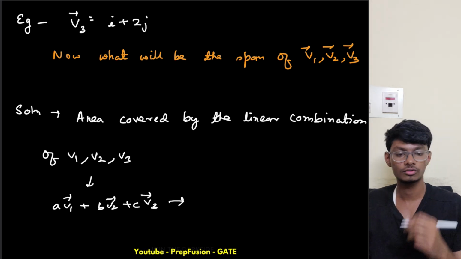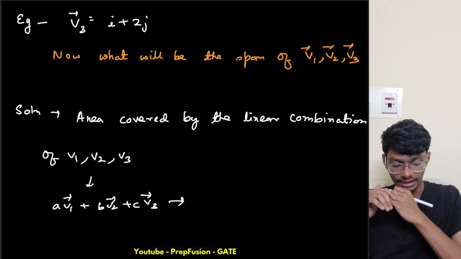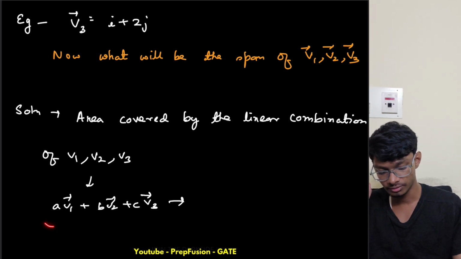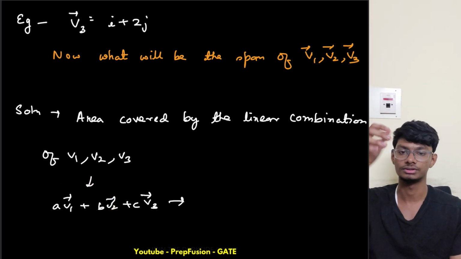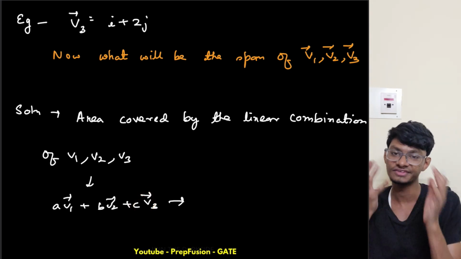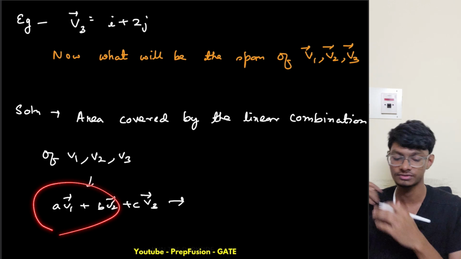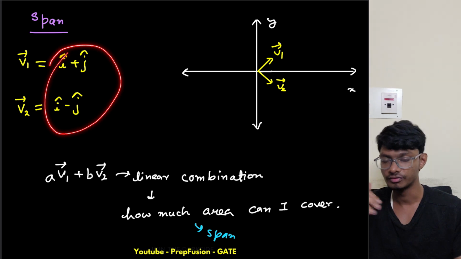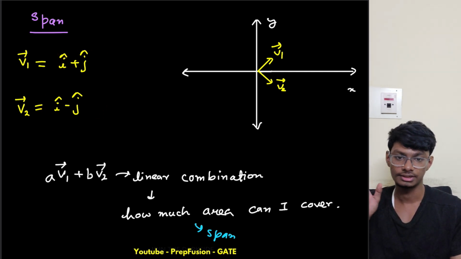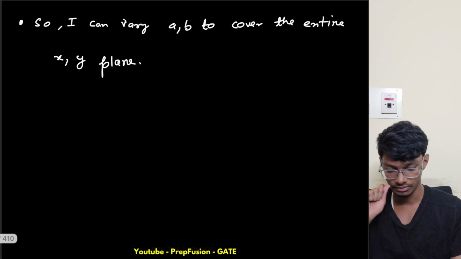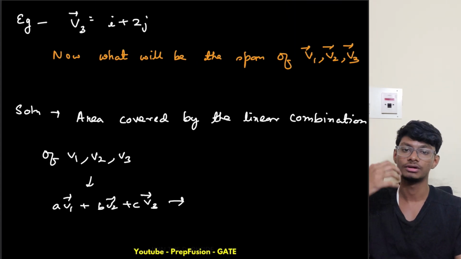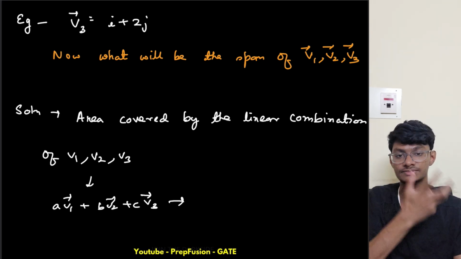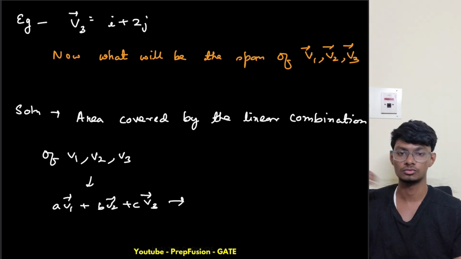So again, what do I observe? What I observe is I can cover the entire ij plane. Why? Because with the help of v1 and v2, I would have been able to cover the entire ij plane anyways. But this v3 is nothing but a linear combination of these two only. If you do a linear combination of v1 and v2, you will see that we are getting simply v3. So that's why again we'll cover the entire ij plane. So v3 doesn't change the span if it is a linear combination of the previous two vectors, right?